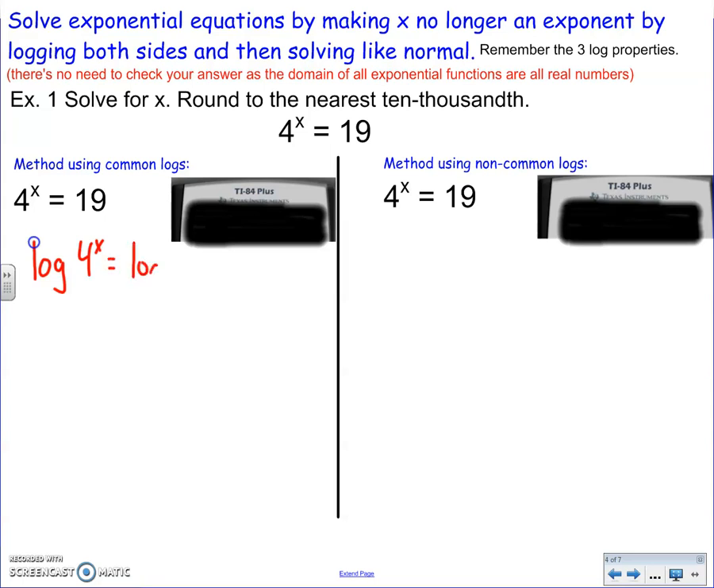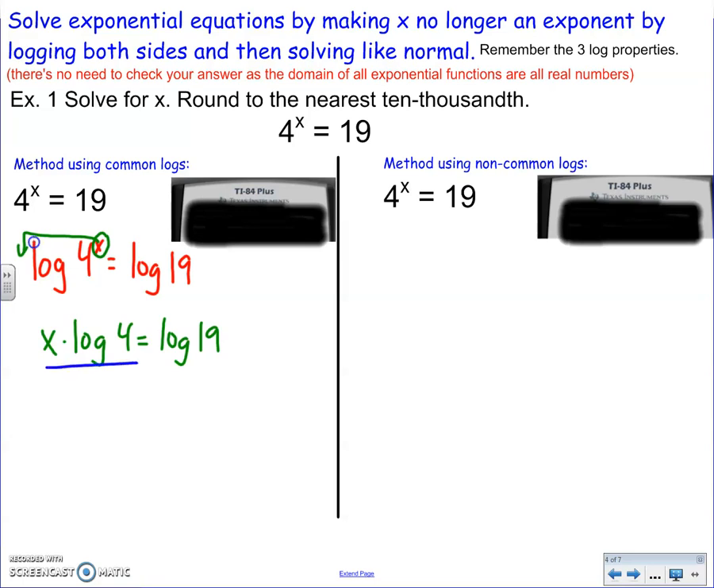Alright, the moment I log both sides, some nice things happen. Exponent rule, we know that this goes down to the front. So really, this is x times log base 10 of 4 equals log base 10 of 19. Remember, log base 10 of 4 is just some number. I don't know it. No one really does. But this is basically x times some number equals another number.